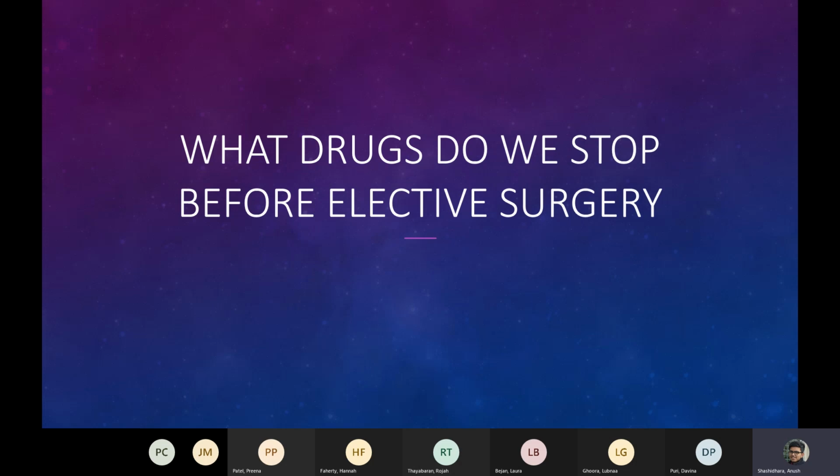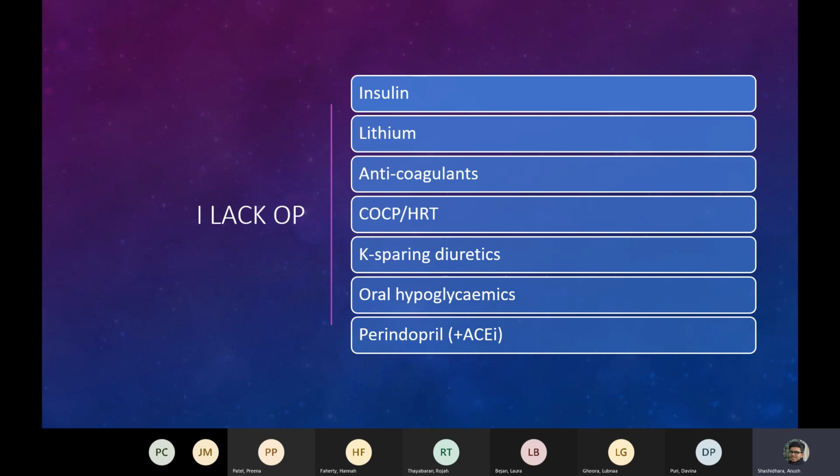So good. So here is a good mnemonic. I don't really like mnemonics, but I'm sure some of you do. So I is insulin. We'll talk about so insulin's a bit weird. Lithium. So what do we use lithium for? It's not really a fourth year thing, but it's good to have an awareness. Bipolar disorder, yeah, absolutely.